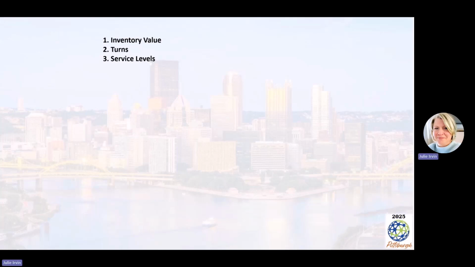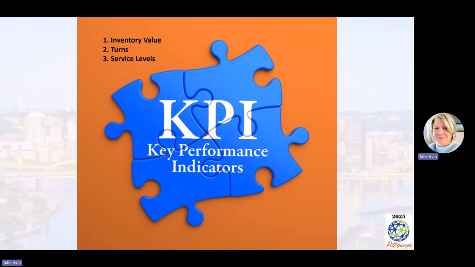All right, let's talk about the key indicators to keep track of if we're trying to gauge our inventory success. So the 3 key indicators are inventory value, turns, and customer service levels. The challenge with inventory management is always keeping cost and service levels in balance. So when we're looking at some of these values, we're going to be looking at trends over time rather than focusing on specific moments in time.